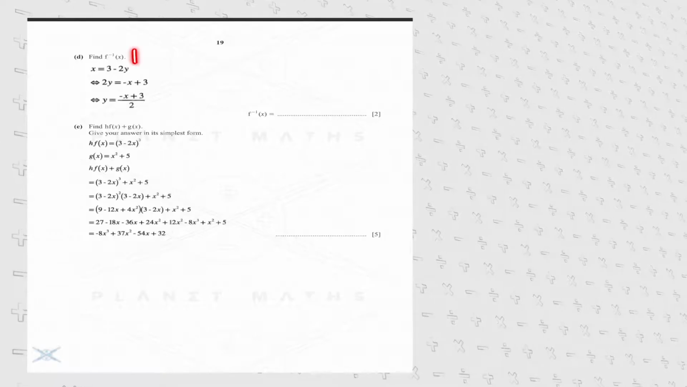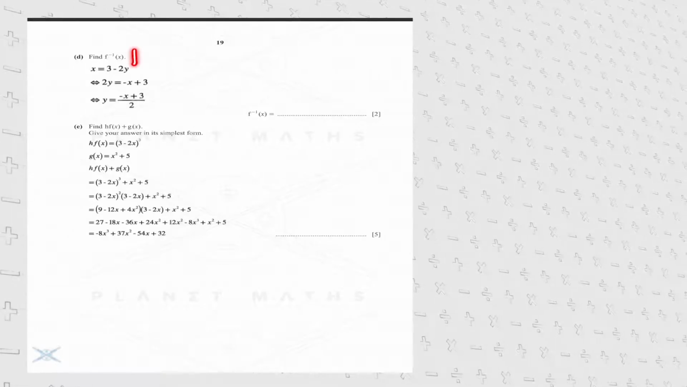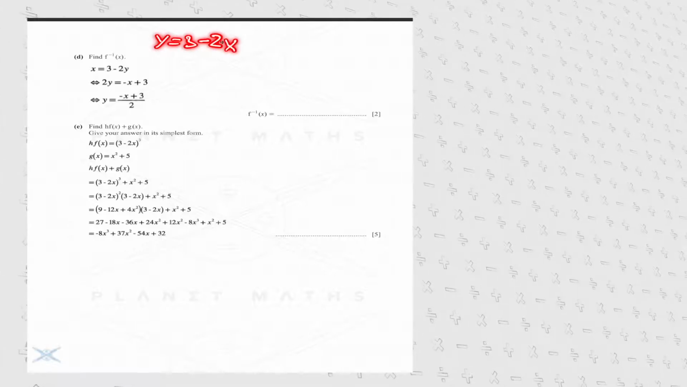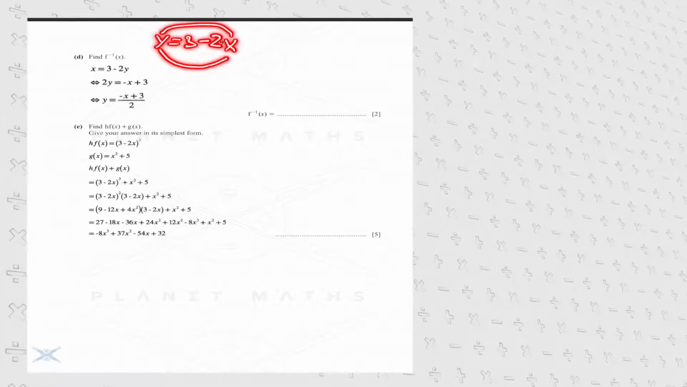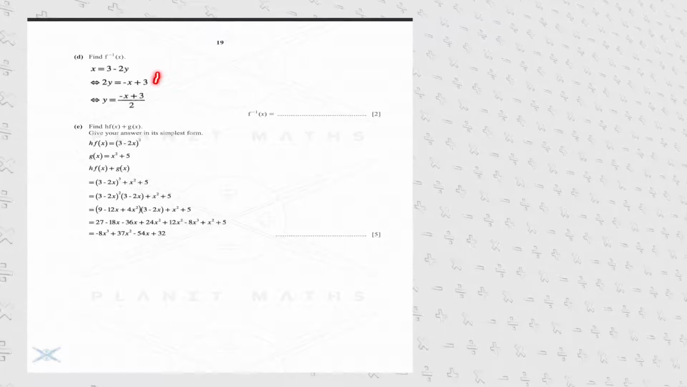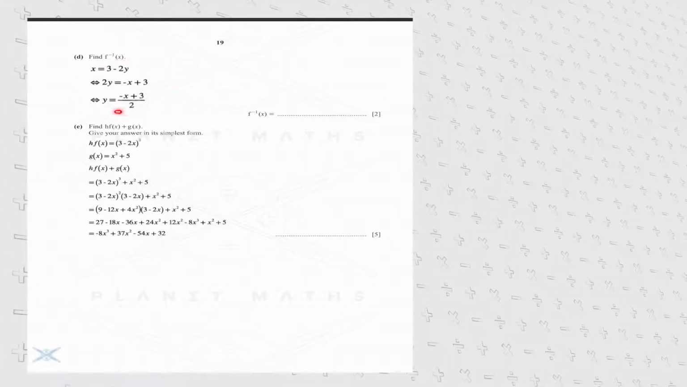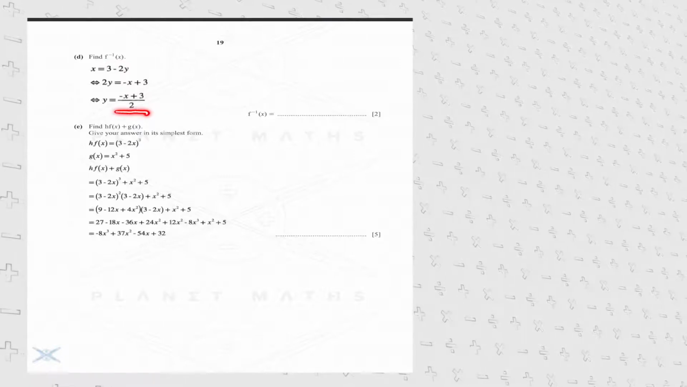In part D, we are supposed to find the inverse of f of x. We can achieve this by rewriting f of x by substituting x for y and vice versa. And after rearranging this equation for y, we can conclude that the inverse of the function f of x can be expressed by the fraction minus x plus 3 over 2.